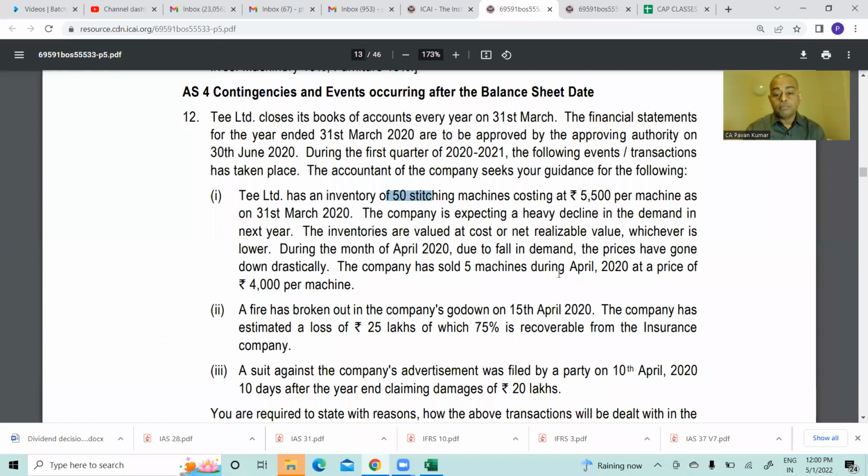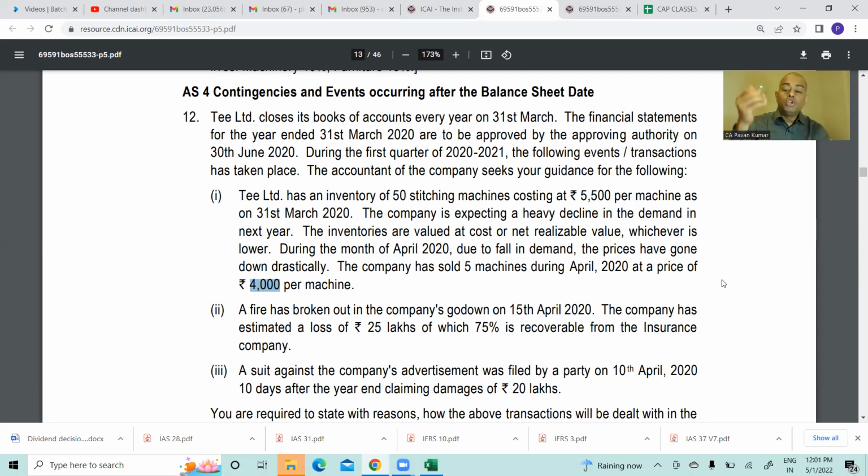50 machines, you have, the cost of the machine is 5,500. 4,000 can be taken as the net realizable value, though it is available after the balance sheet date, since it is an adjusting event. 1,500 per machine is the reduction, the fall, which is a loss. So 50 into 1,500, you will calculate how much it is. Is it 7,50,000? Whatever it is, that amount should be taken to P&L.